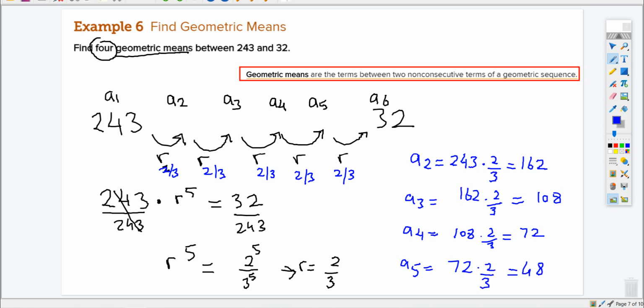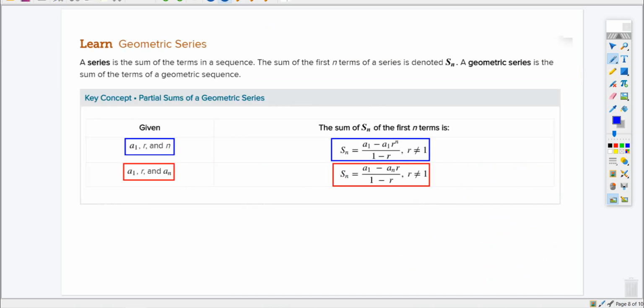So these four numbers are the numbers between 243 and 32. So the geometric means of 243 and 32 are 162, 108, 72 and 48. Four numbers. Alright, so that was the first objective of the lesson. That was first, what's a sequence, what's explicit form, recursive form, how do you find a geometric sequence, how do you define if it's geometric or not. We discussed these all.